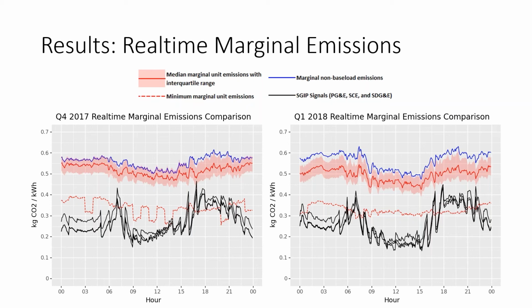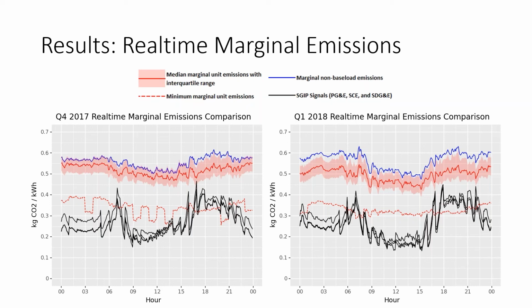And so this is the signal that batteries are currently responding to. The solid red line represents the median unit-weighted marginal emissions value calculated from the CAISO data, surrounded by a light red band, which represents the interquartile range of emissions values. The dotted red line represents the minimum possible unit-weighted marginal emissions value based on that data. And then finally, the blue line there shows the unit-weighted value based on that secondary method calculated from the non-baseload emissions factor. And here there are a few things that stand out that I want you to notice.